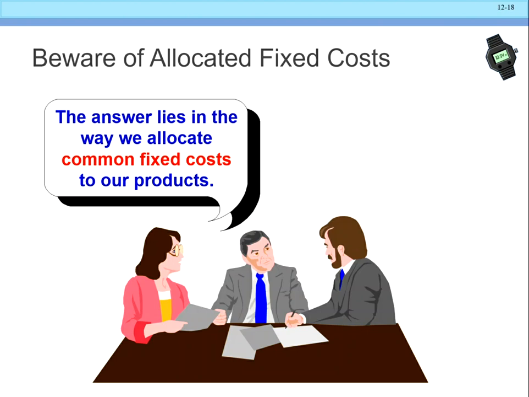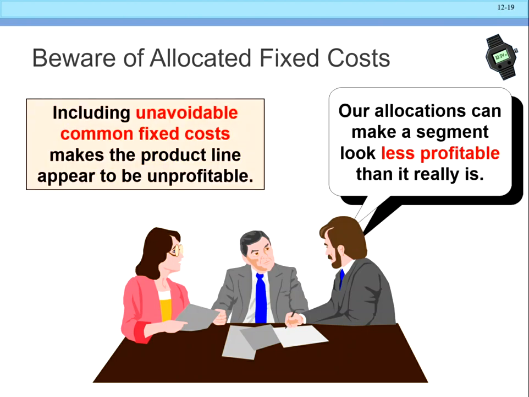Okay, so that's it. Then we need to understand that if we include unavoidable fixed costs, then we are going to make a division look unprofitable, while in actual sense, if we just match the costs that are relevant to that division, the division becomes profitable.